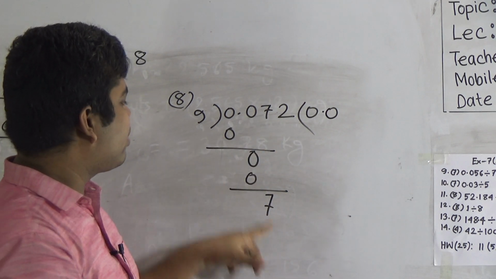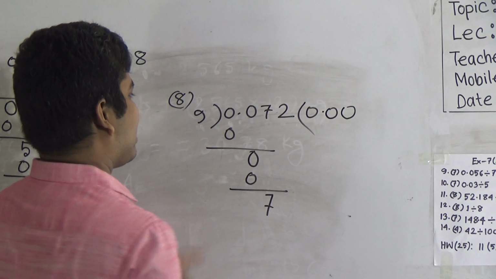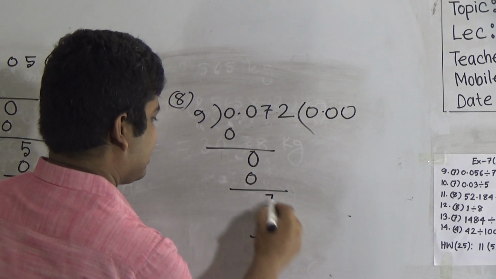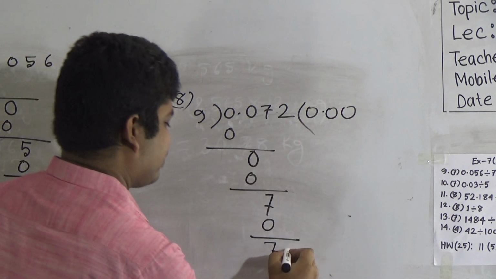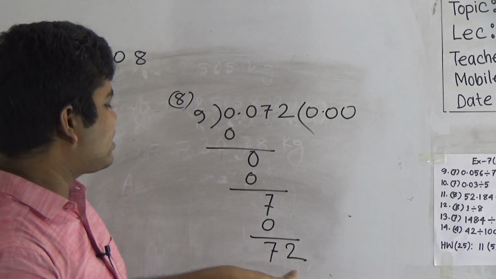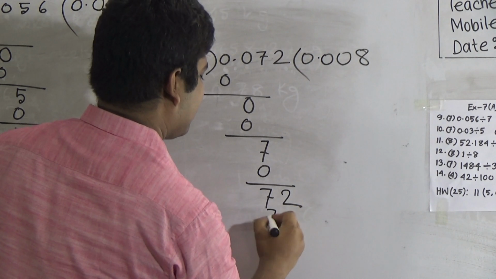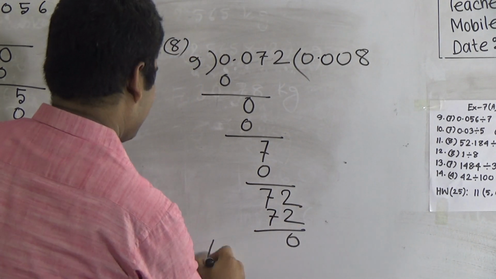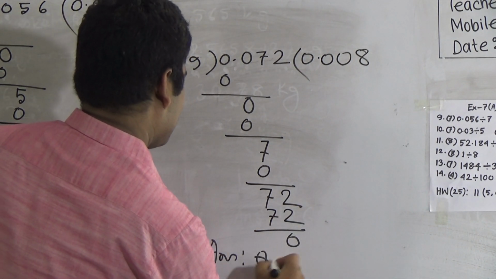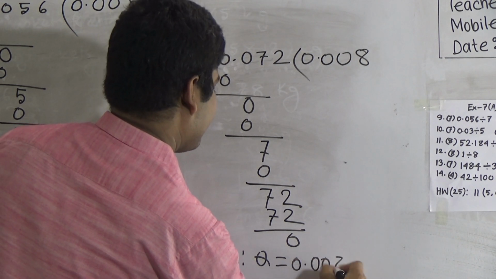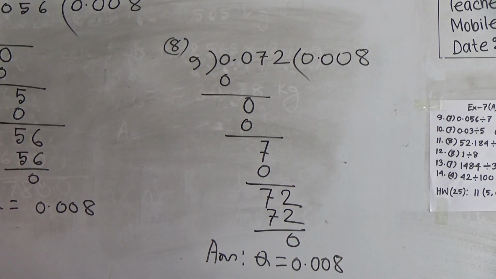In 7, 9 goes in 0 times. So 9 zeros are 0. Then this 7 is placed here and this 2 is placed here. 72. In 72, 9 goes in 9 eights are 72. So the answer, the quotient, is 0.008. Dear students, do you notice? The answers of question number 7 and 8 both are the same. Okay, so question number 9 done.